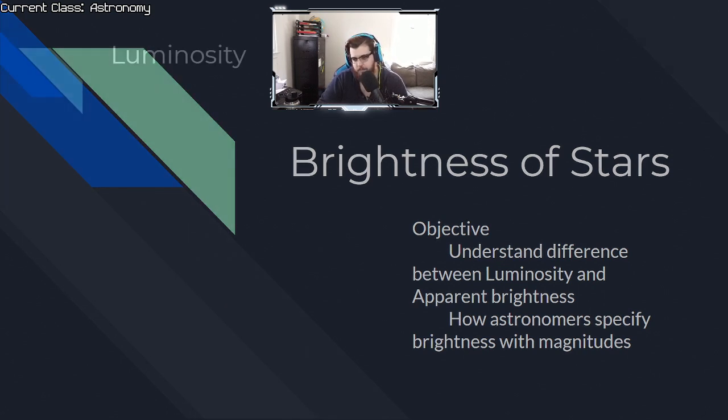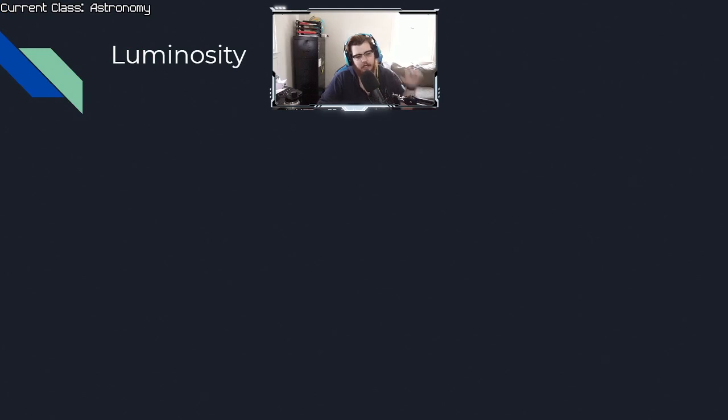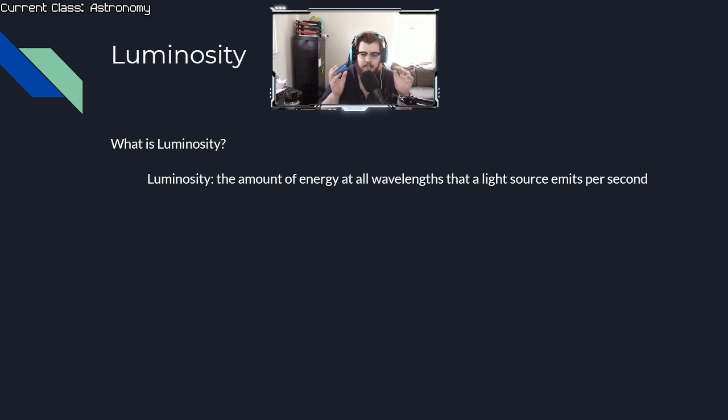So luminosity, first we have to have an understanding of what luminosity even is. That's the biggest thing, right? If we're going to talk about these things, we have to understand what it is we're talking about. Luminosity is the amount of energy at all wavelengths that a light source emits per second. That's basically saying that if I take all of the energy that's being emitted by a star and shot out, the luminosity is how much light is being thrown out at you.